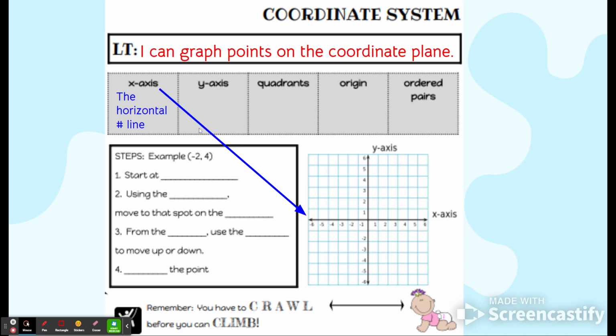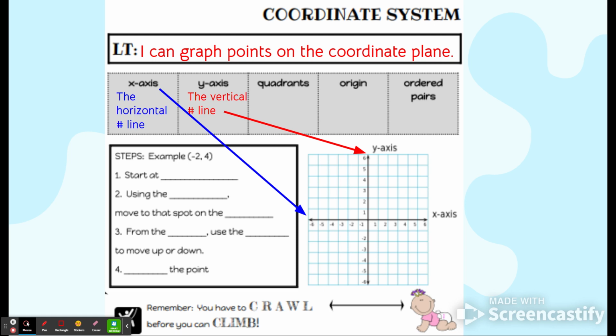And then we have a vertical number line, which we call the y-axis, okay? And the y-axis goes up and down because vertical means up and down, right? So we have both of our different types of number lines, and they meet in the middle, they intersect, okay, to make up the coordinate plane.